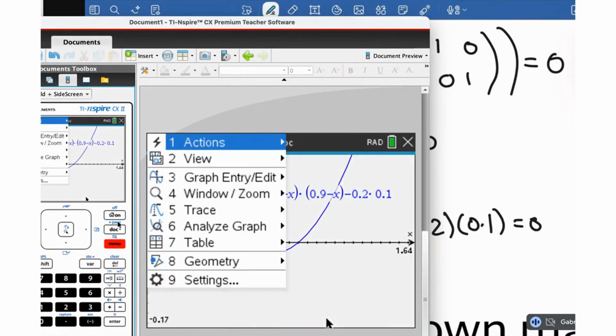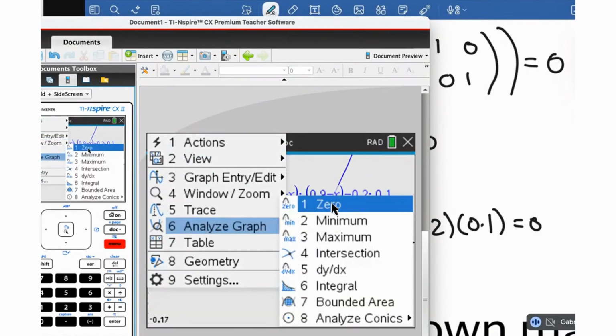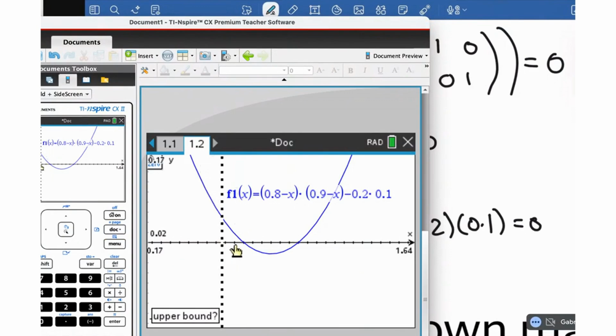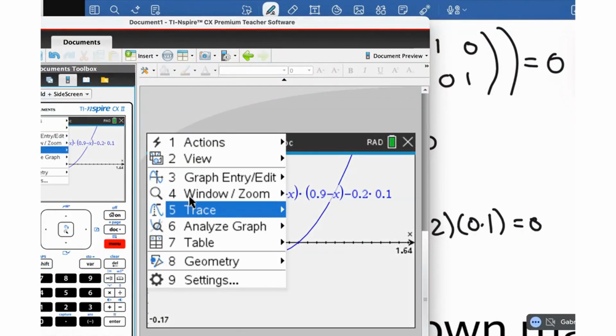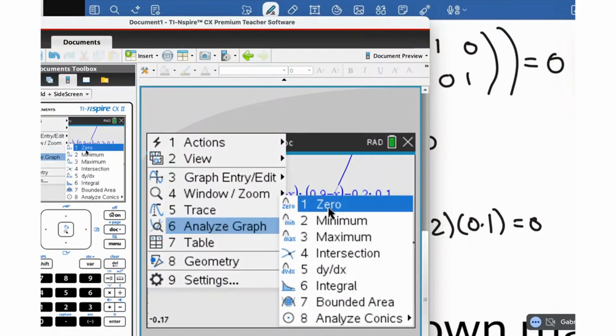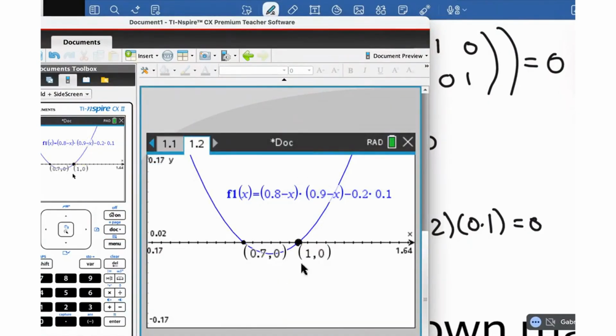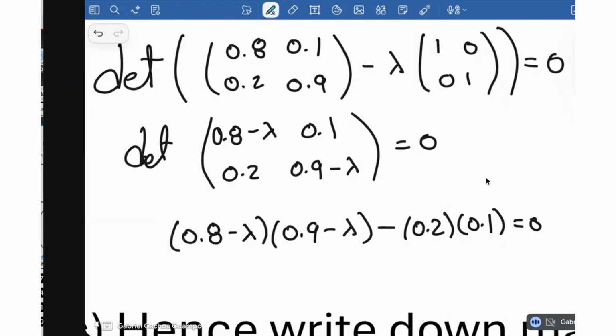And now I'm gonna analyze to find the zeros. I'm gonna do it twice. So I have two zeros. I have two eigenvalues. One eigenvalue is 0.7 and the other eigenvalue is 1. So my two eigenvalues are 0.7 and 1.